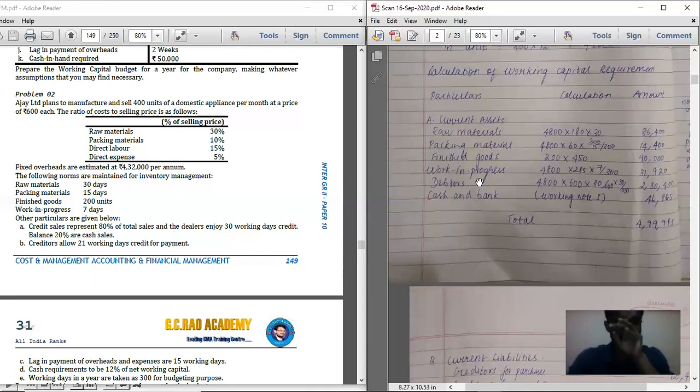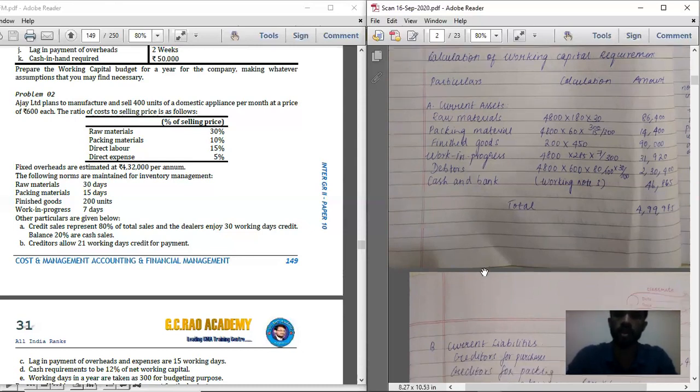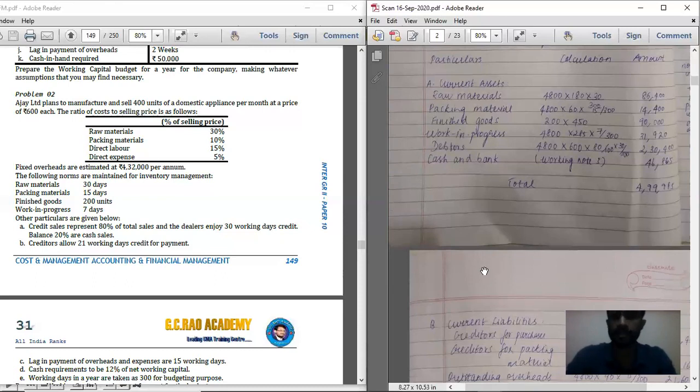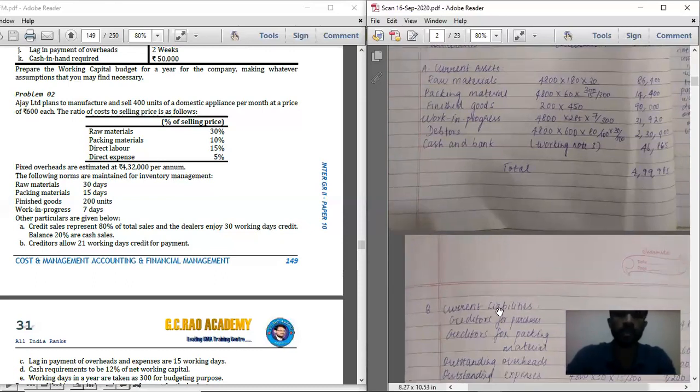Calculation of working capital requirement. Divide the page into 3 parts. Column number 1, particulars. Column 2, calculation. Column 3, amount. Below that, particulars, capital A, current assets.